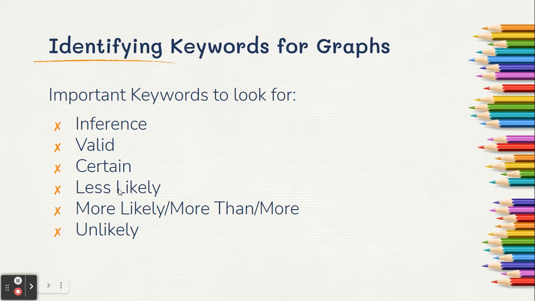Less likely means that option has fewer numbers to it, so it's less likely to be chosen over others. And then the same with more likely, more than, and more. Those options are more likely to be chosen, so that means they would have bigger numbers with them. And then unlikely means I can't choose that at all. There are no options. No one chose that. That's not even an option, so that would be unlikely.